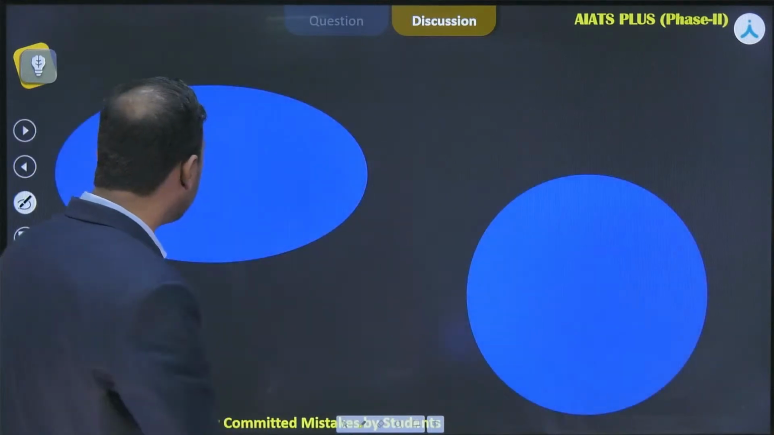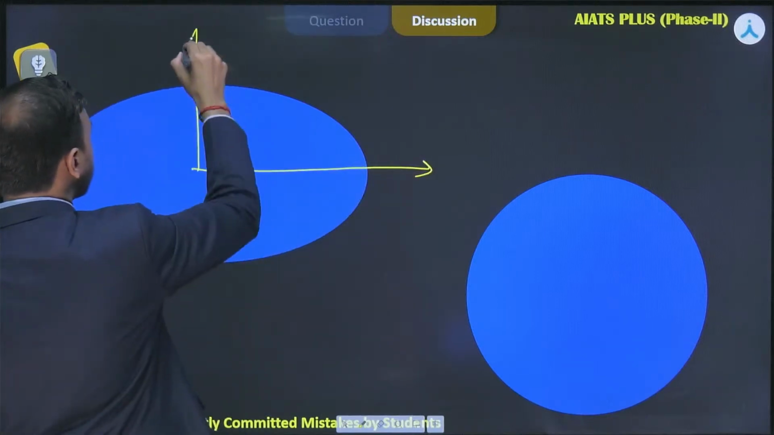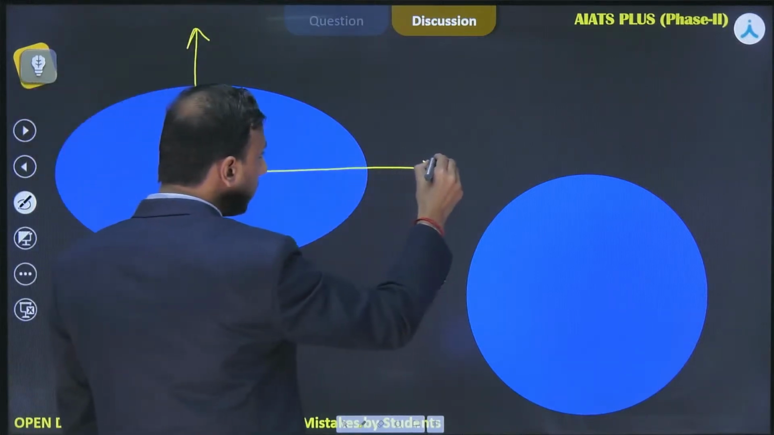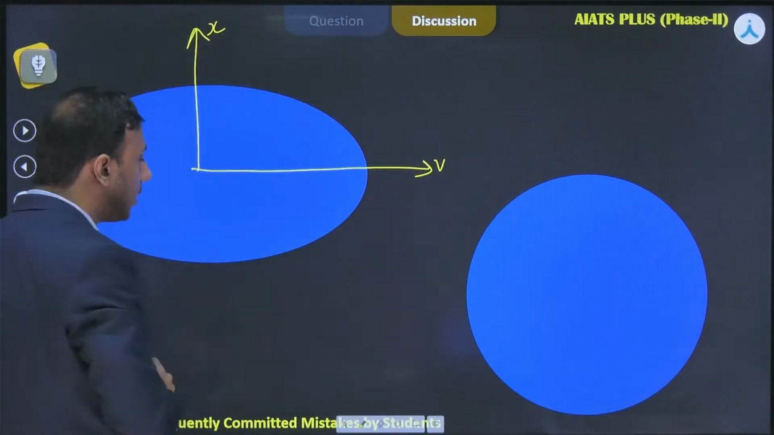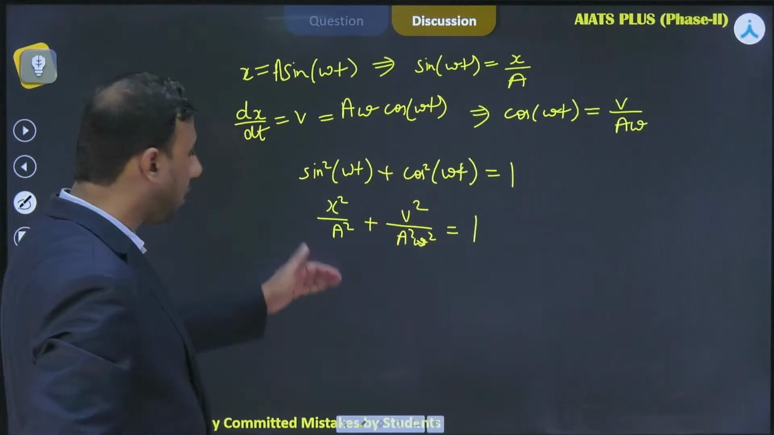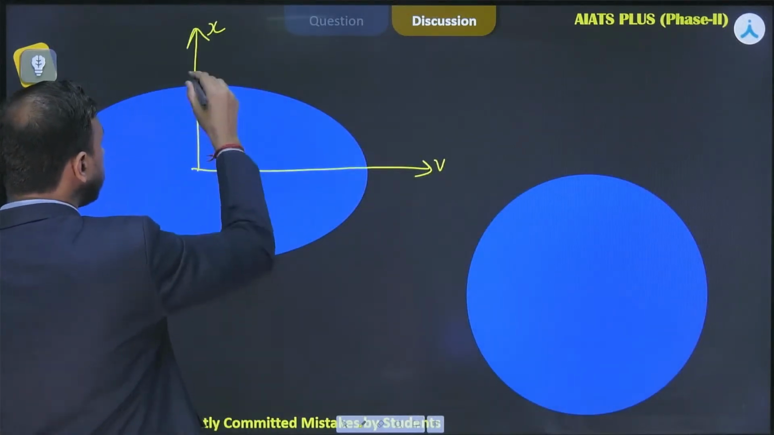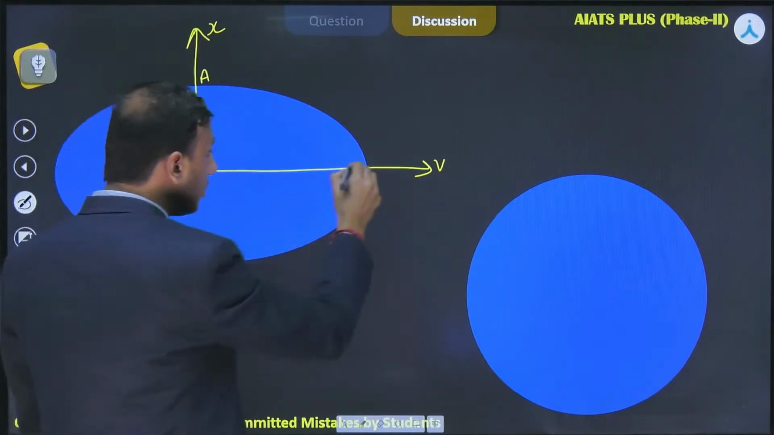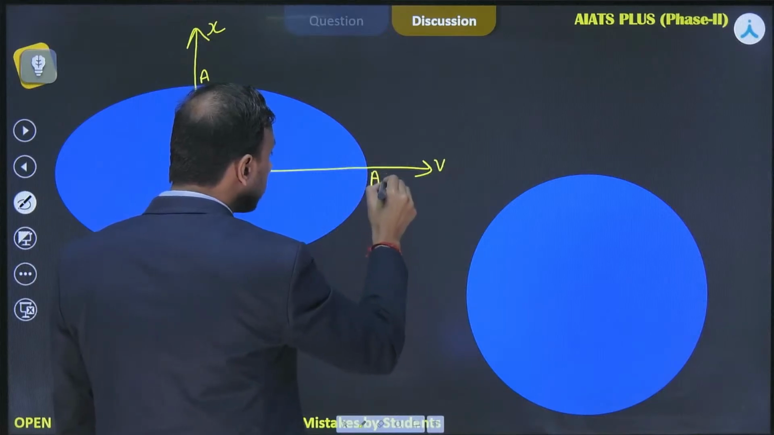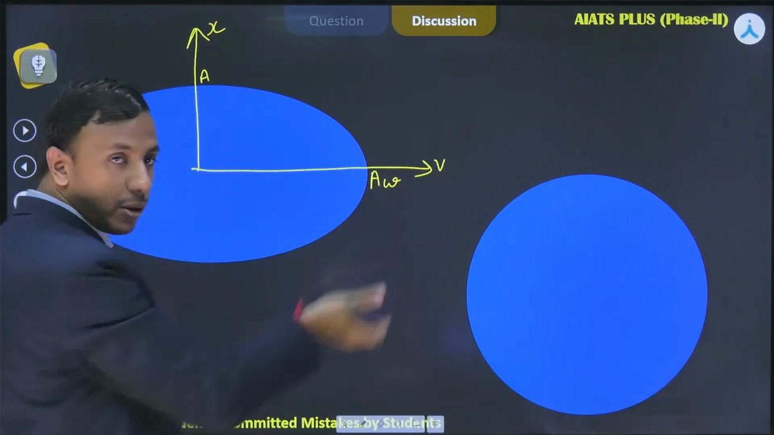For example, this is the ellipse. Let's say this one is your v and this one is your x. x square by A square means this distance would be equal to A. And v square by A square omega square means this distance would be equal to A omega. All right, and this is your ellipse.